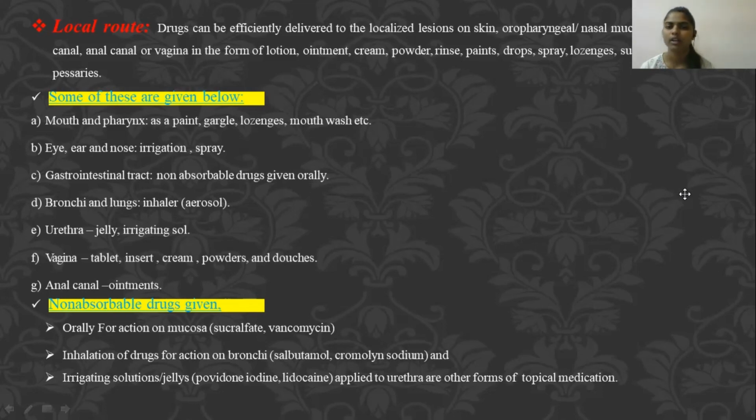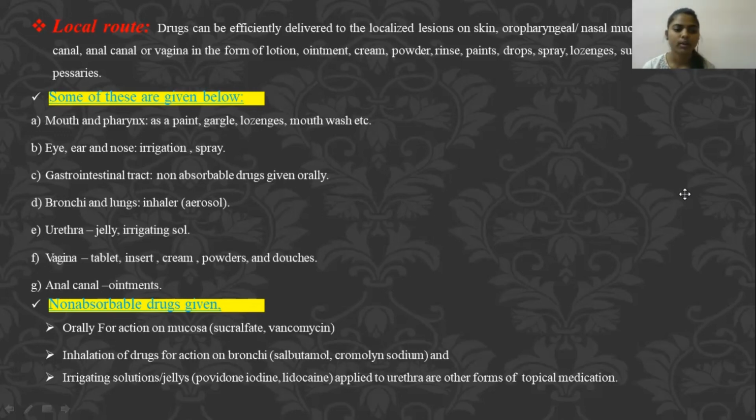Some of these are given below. Mouth and pharynx: paint, gargle, lozenges, mouthwashes. In eye, ear or nose, there are irrigation or sprays. Gastrointestinal tract: non-absorbable drugs given orally. Bronchi and lungs: inhaler, that is aerosol. Then in urethra, jelly or irrigating solution. For vagina, tablet inserts, cream, powder, douches. Anal canal: ointments.